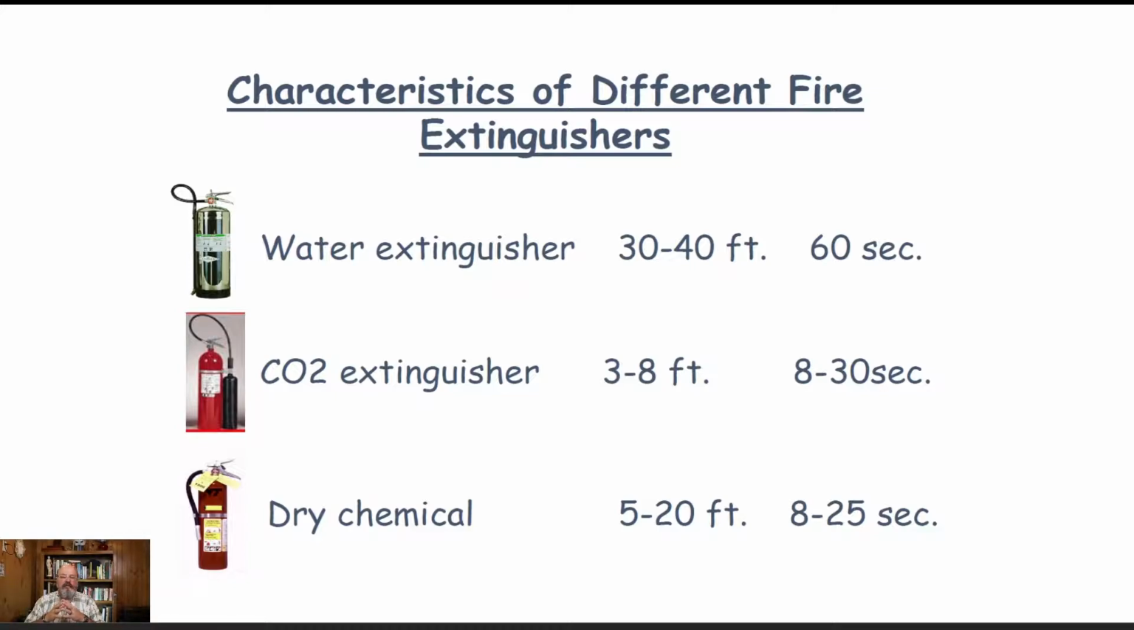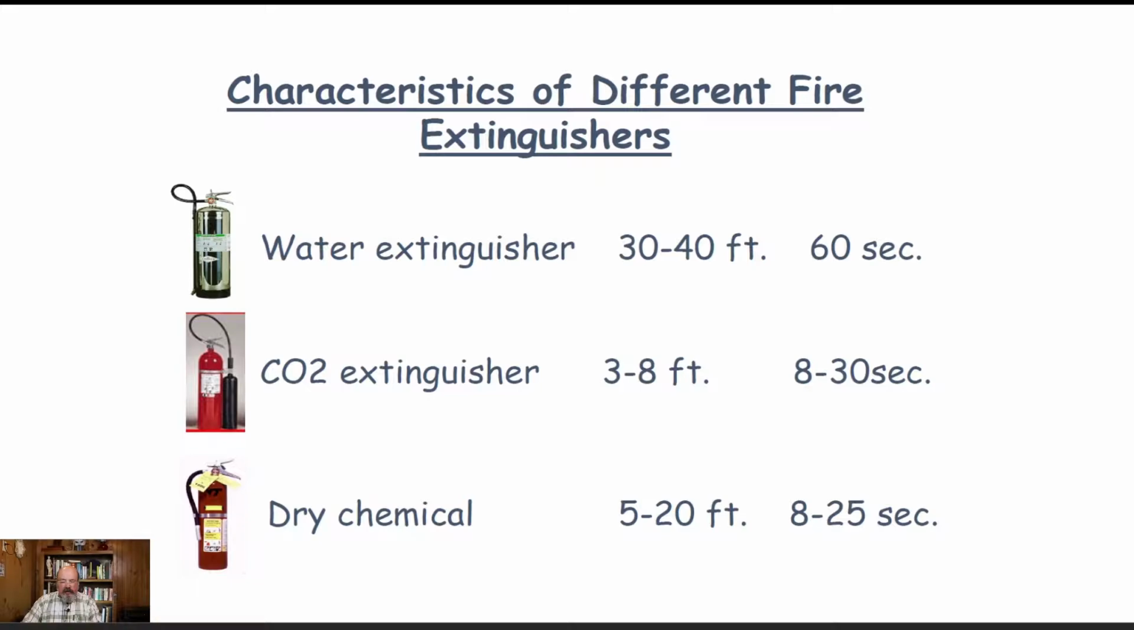And then you have a CO2 fire extinguisher. Its effective range is somewhat closer, 3 to 8 feet. And depending on the size of the extinguisher, it may discharge for 8 to 30 seconds. And then finally we have the dry chemical type. Its range can be different depending on how big the fire extinguisher is, anywhere from 5 to 20 feet. And it will discharge anywhere from 8 to 25 seconds.